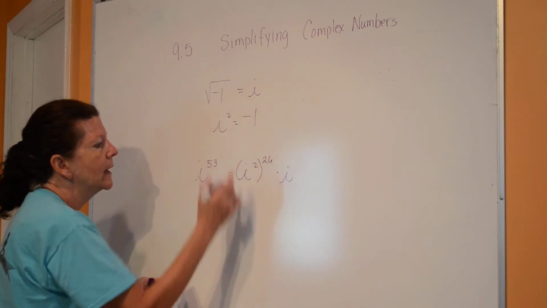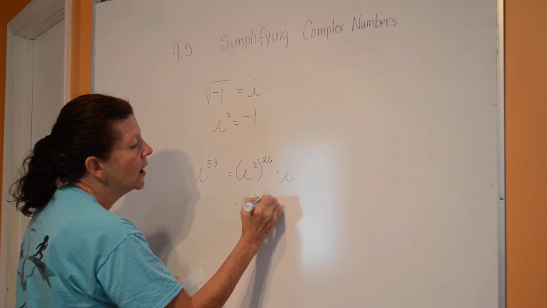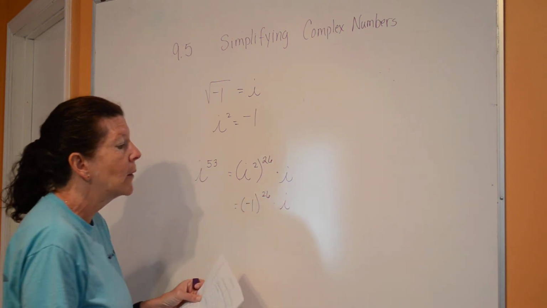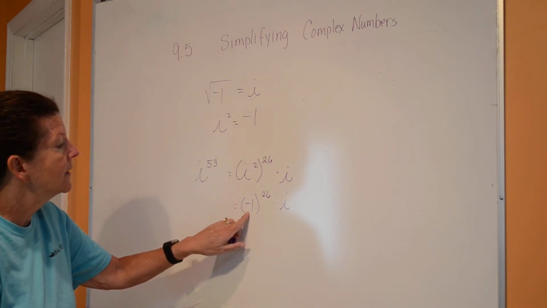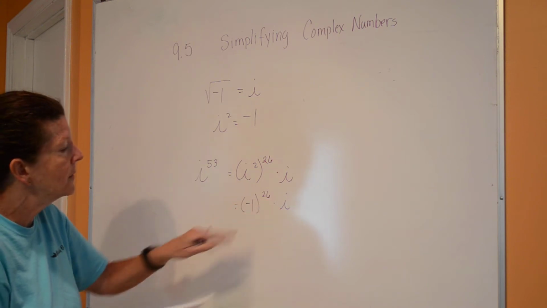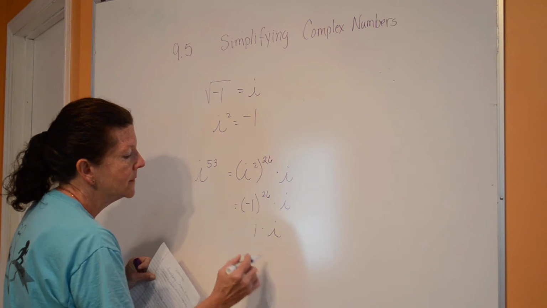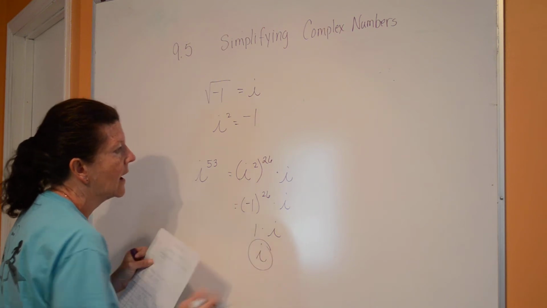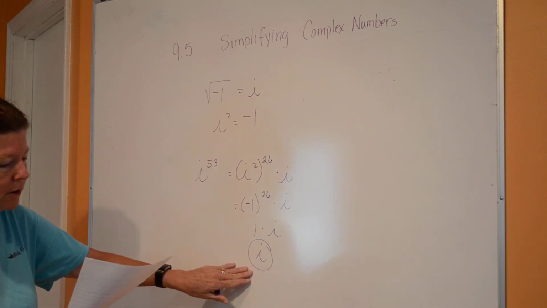Well, i squared is equal to -1. So -1 to the 26th power times i will give me the answer. If I have a negative raised to an even power, I'm going to lose my negative. So this is going to become 1 times i, or just i. So i to the 53rd power is equal to i.